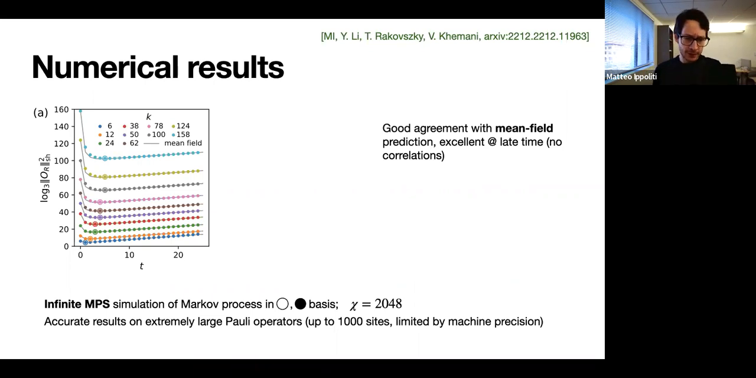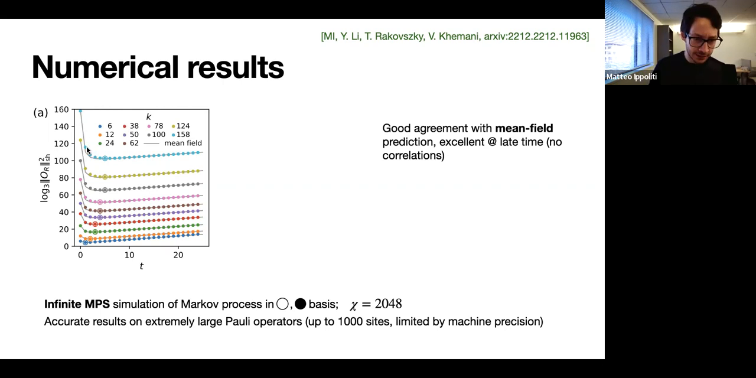And then just briefly, I'm gonna go over some numerics we did to confirm this picture. We used infinite matrix product states to simulate directly the Markov process in the identity and Pauli basis. And this process isn't very entangling. So for a modest bond dimension that you can probably run on your laptop, you can get very good data on infinite systems and extremely big Pauli operators on them. We got up to 1,000 sites. And beyond that, really the limitation is kind of machine precision. At some point, you get kind of astronomically big numbers, and the computer complains.